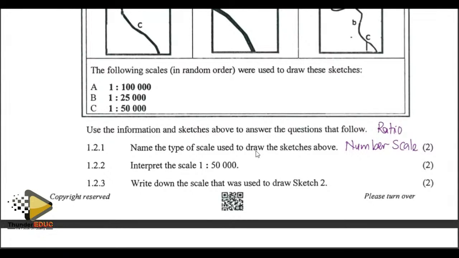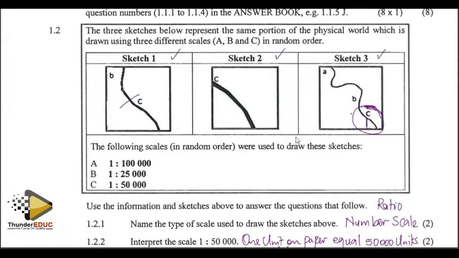Interpret the scale 1:50,000. This simply means 1 unit on paper is equal to 50,000 units in real life. That's what it simply means. 1 unit on paper represents 50,000 units in real life. Write down right from here up to there.